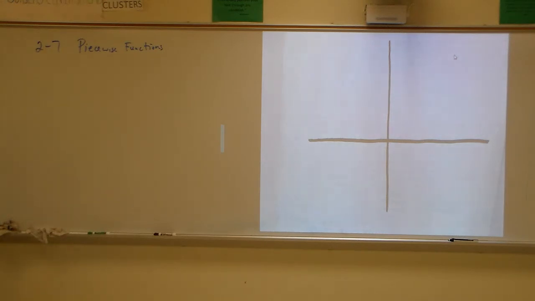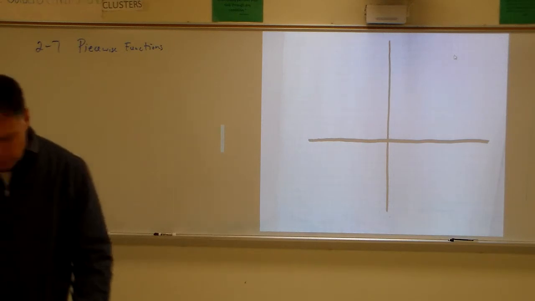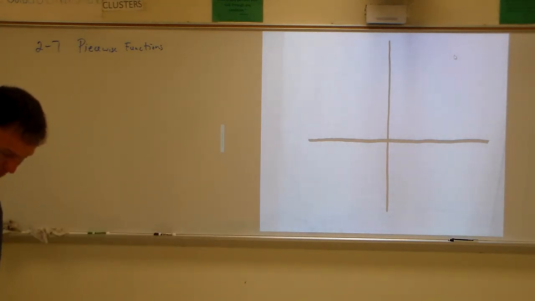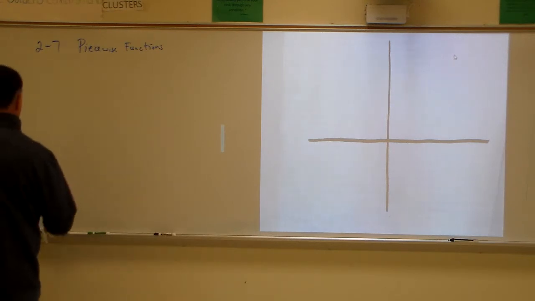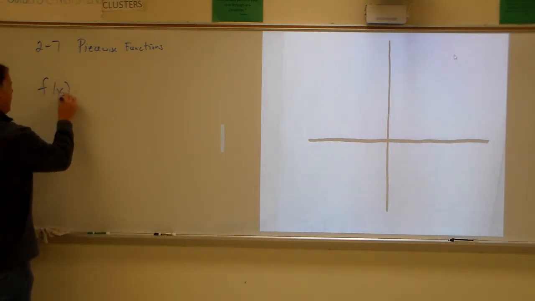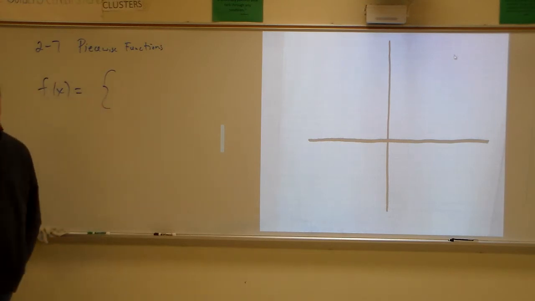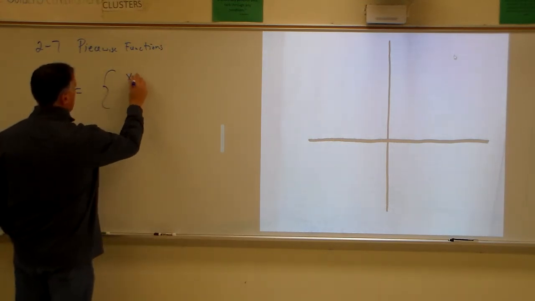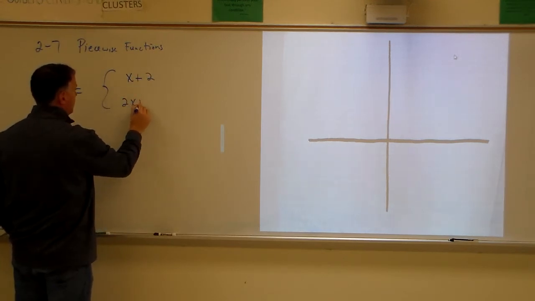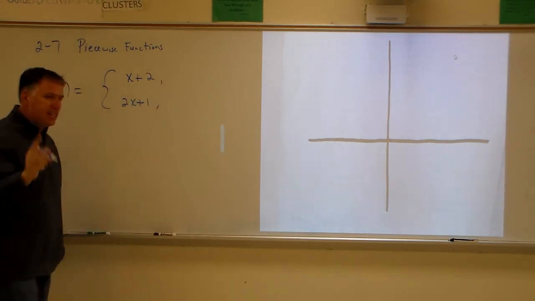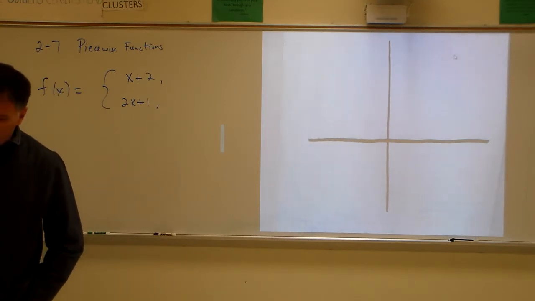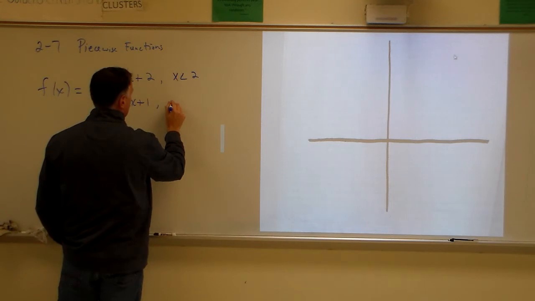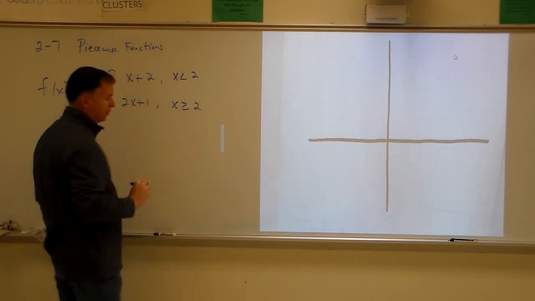So, what will happen here is they're going to give you a couple of functions, okay? And they'll say something like this. F of x is equal to, and then they give you two different functions. This first one's going to be x plus 2, and the second one's going to be 2x plus 1. And then they give you conditions on when these functions are active. This one's x is less than 2, this is x is greater than or equal to 2.